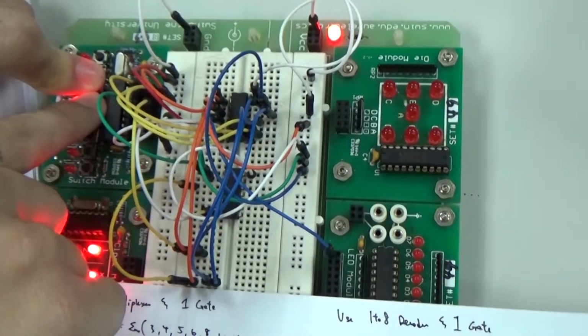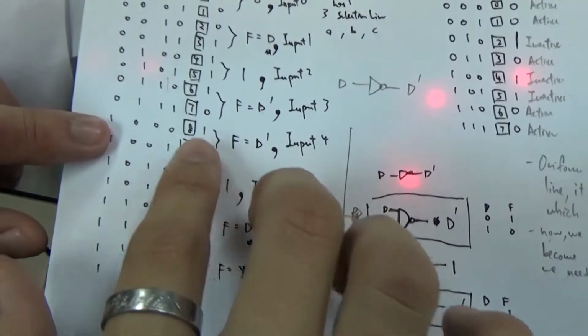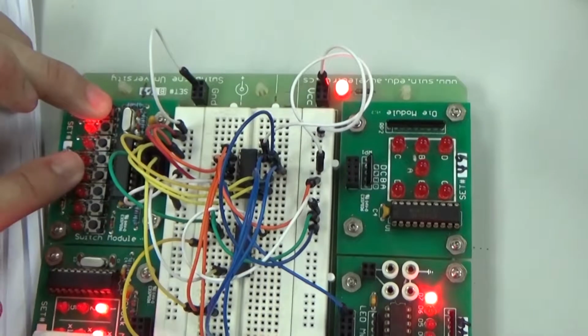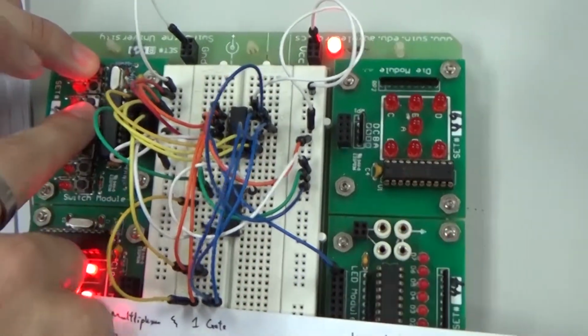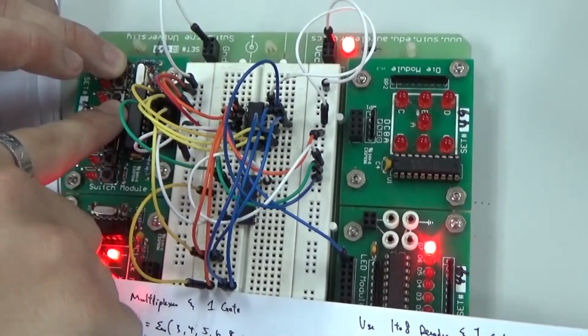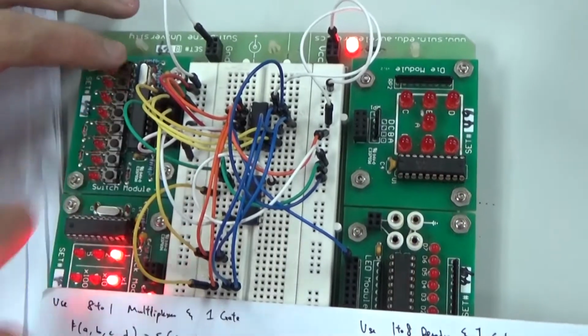And for 100, it is also the inverse of our input. See, for 100, if I don't press D, the output is 1. If I press D, the output is 0. So it's the inverse of it.